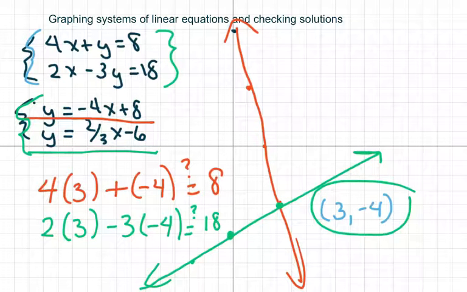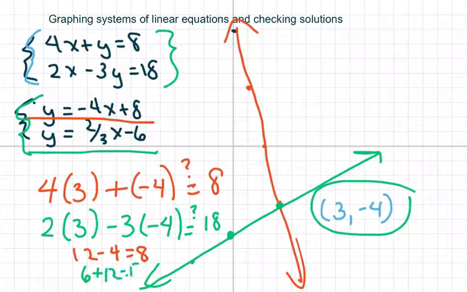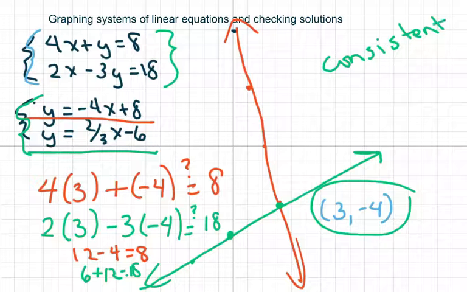Okay, so we're going to check this, and we get 12 minus 4 does equal 8. And the second one is 6 plus 12 does equal 18. So indeed, we have a consistent and independent system because we have one solution.